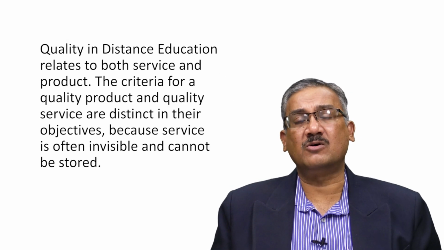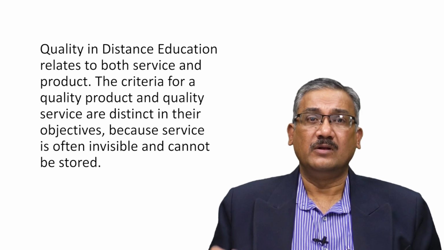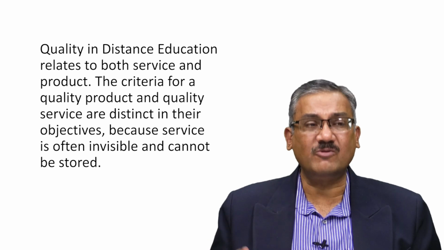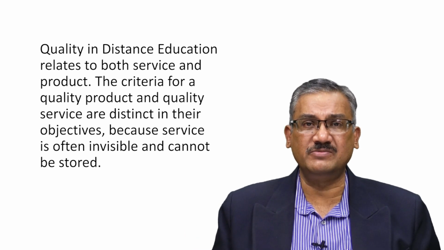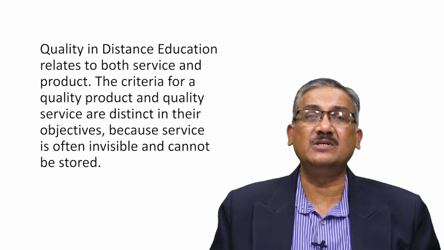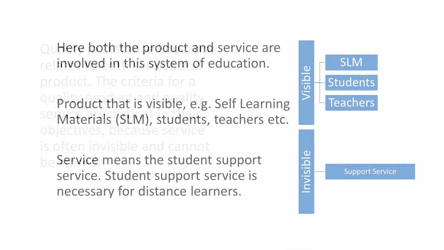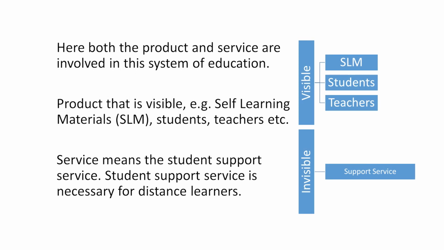Whenever we talk about quality in open and distance learning, it relates to both service and product. The criteria for quality product and quality service are distinct in their objectives because service is often invisible and cannot be stored. Service is only delivered to the satisfaction of the recipient. We cannot see the service. Whether service is qualitative or not can be proved by whether the customer is satisfied with it. So, open and distance learning has both types of parameters, service and product.